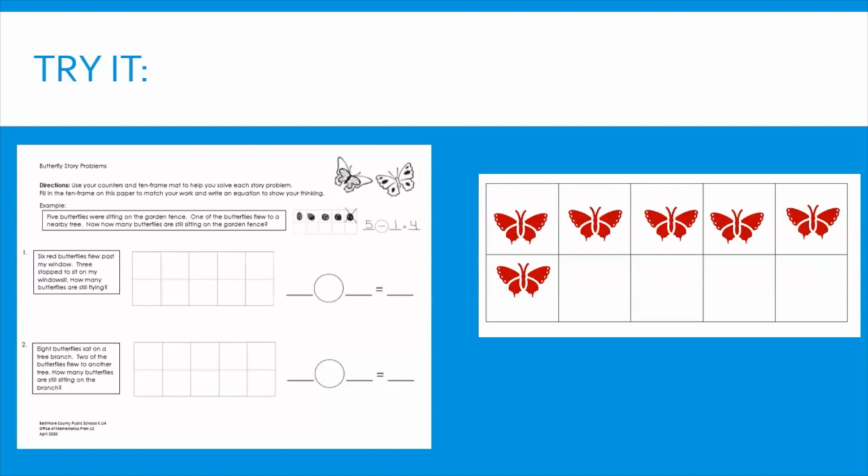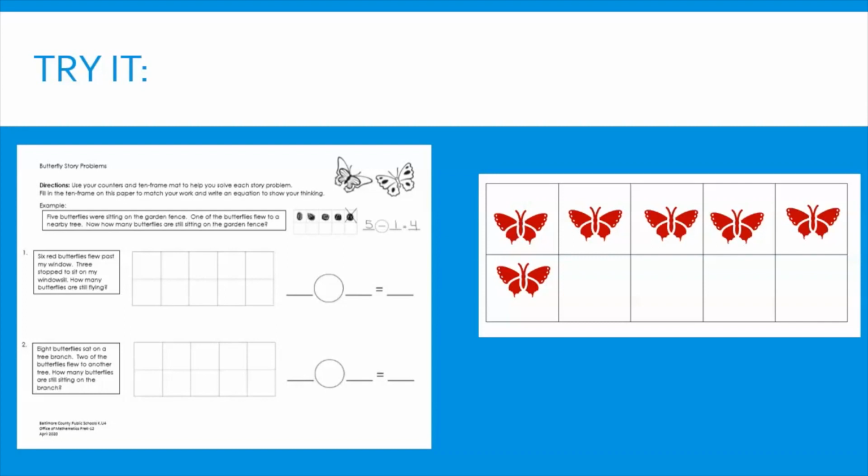Now we're going to try it. We're going to be doing some butterfly story problems. Let's read the directions. Use your counters and 10 frame mat to help you solve each problem. Fill in the 10 frame on this paper to match your work and write an equation to show your thinking. We're going to do problem number 1 together.